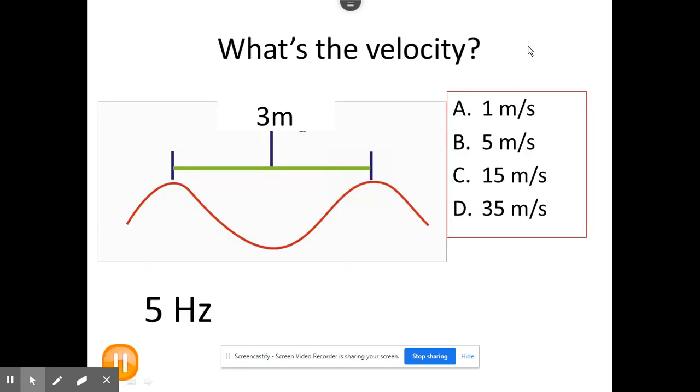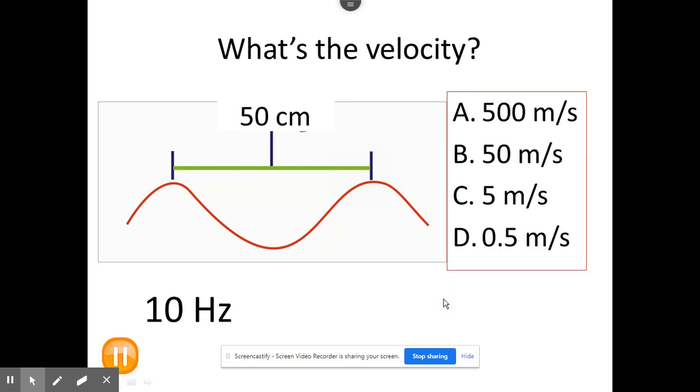Okay, so very quickly, let's just have a think about how we can use the wave equation. Pause the video and tell me, what would the velocity be of a wave with a wavelength 3 meters and a frequency of 5 hertz? So 5 waves passing by per second. Did you get it? So it would be 15 meters per second.